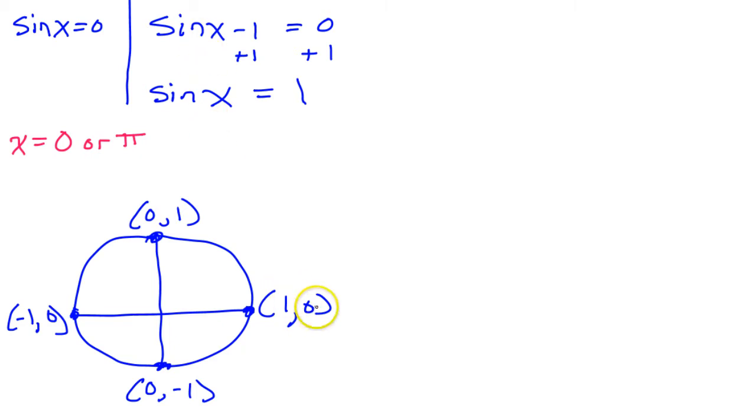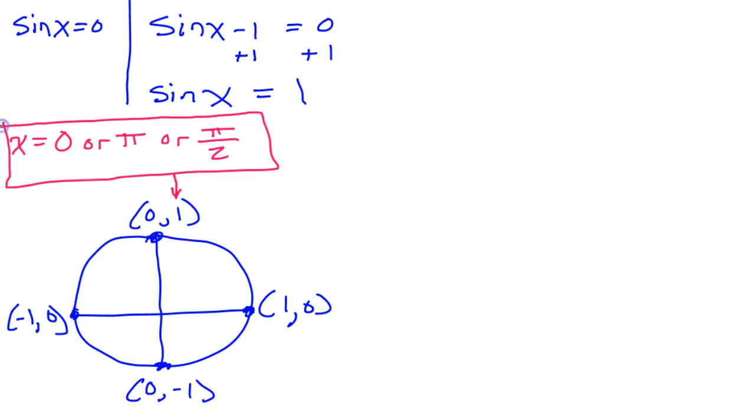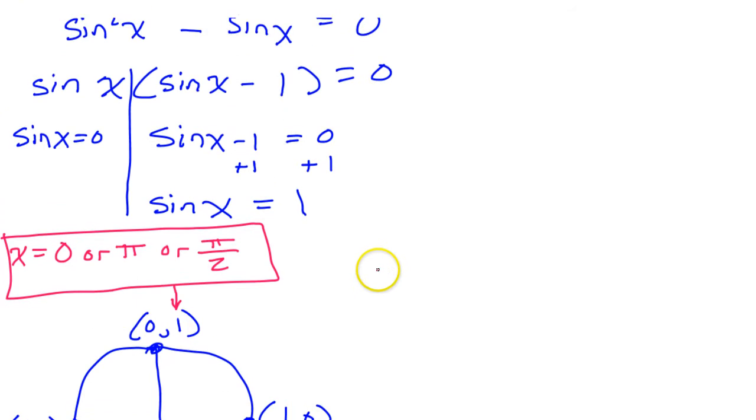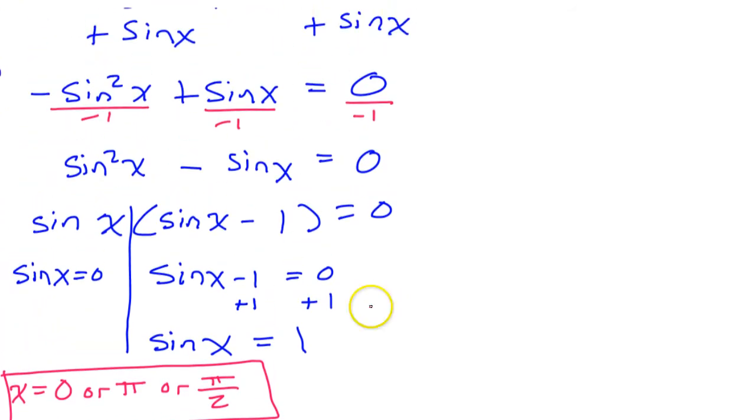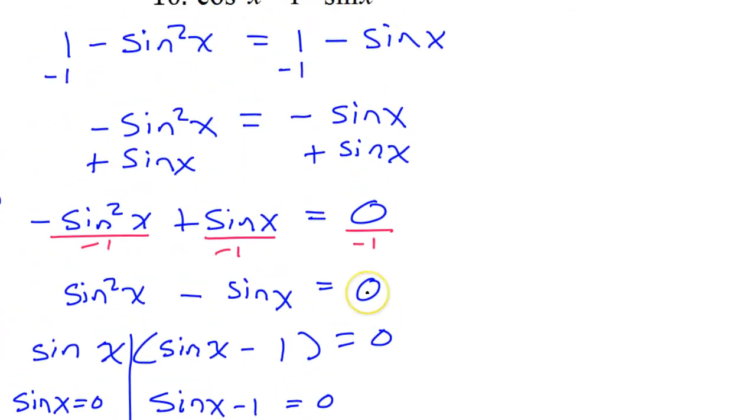Again, sine being the y value on the unit circle, now we're looking for the y value to be 1. So I see a y value of 1 right here and nowhere else. So this is the angle pi over 2. So that will be another solution. So we have 3 solutions to this particular equation. Okay, so that is it for problem number 10.